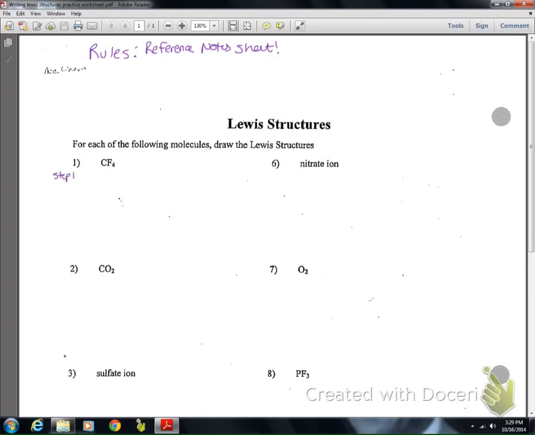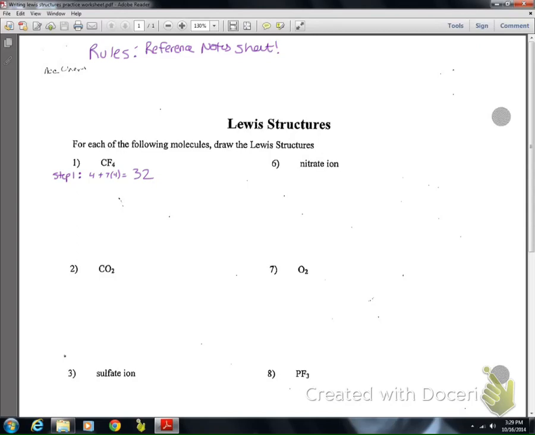So my first step is that I need to count my valence electrons. Carbon has 4 valence electrons and fluorine has 7. And there are 4 fluorines, so we multiply 7 times 4. So that gives us a total of 32 valence electrons.